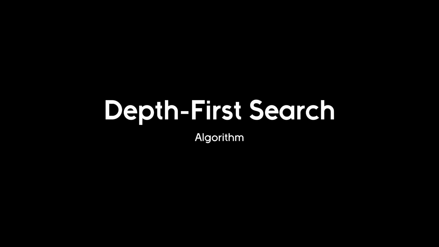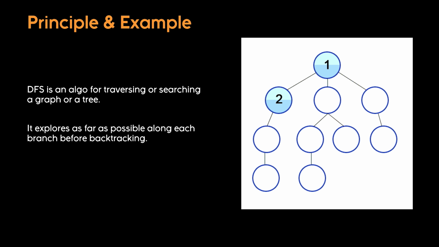Depth first search algorithm. Principle and example. Depth first search is an algorithm for traversing or searching a graph or a tree. It explores as far as possible along each branch before backtracking. On this animation, you can see the order in which the graph is traversed.